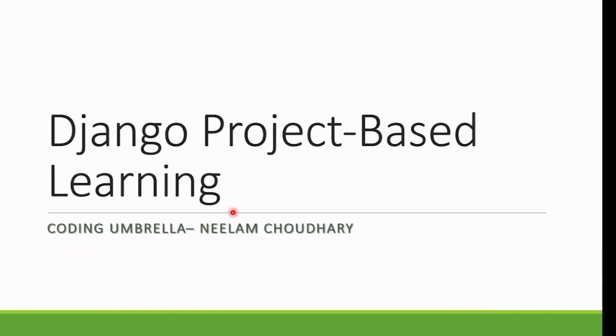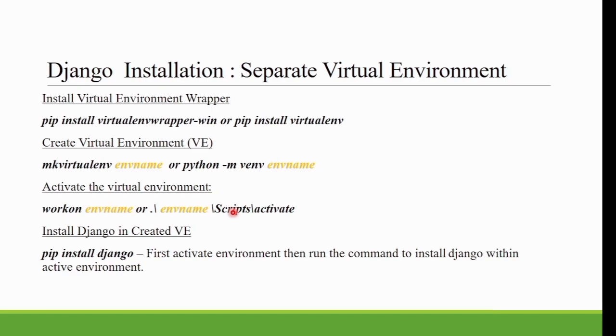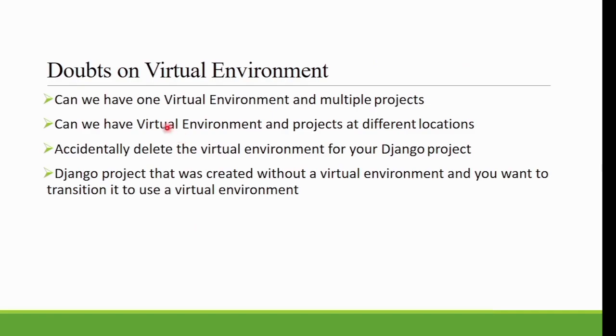So let us begin. Before going through those doubts, let us quickly see how we were supposed to install the virtual environment. First thing is what? You should have the virtual wrapper within your system. If you don't have it, you will install it. Then you will create a virtual environment. You will activate the virtual environment. Then you will install Django in your virtual environment. Okay. So now let us see what doubts I had solved in the previous video.